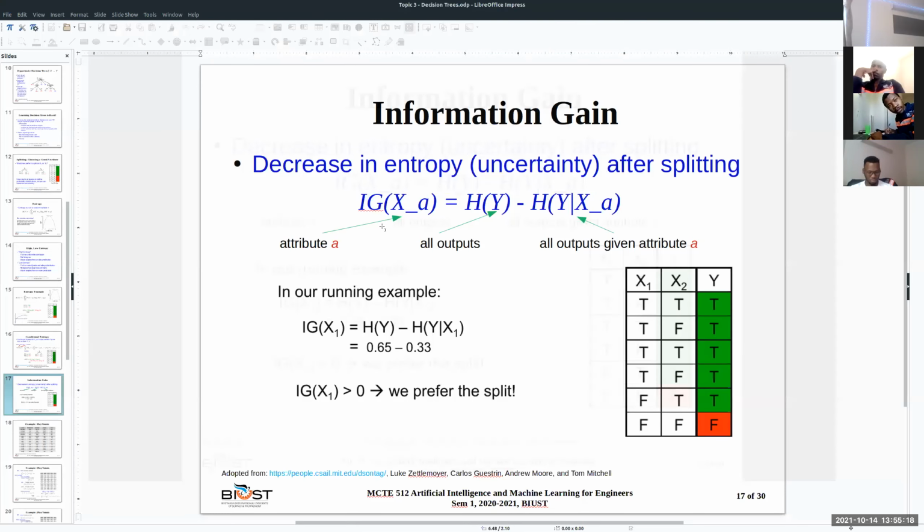What we are saying here is that we will take the highest information gain. Please listen. We will go through all these attributes and see which one has the highest information gain. The highest information gain is defined as the absolute entropy of the output minus the entropy of the output given one attribute. So we have to go through all the attributes.